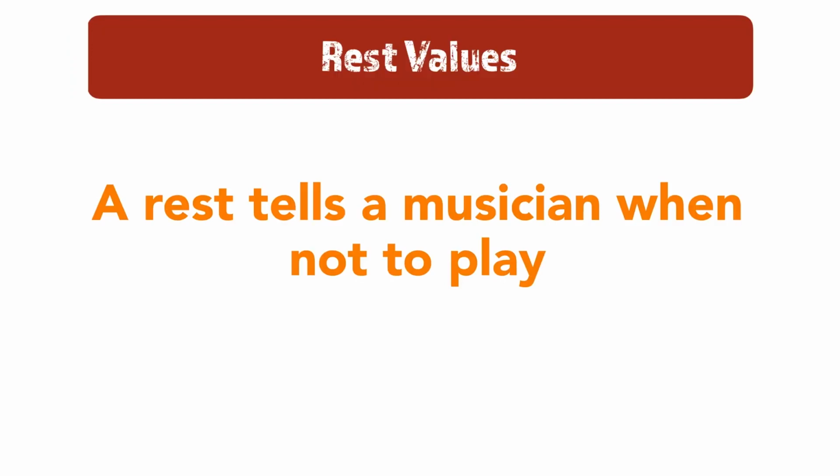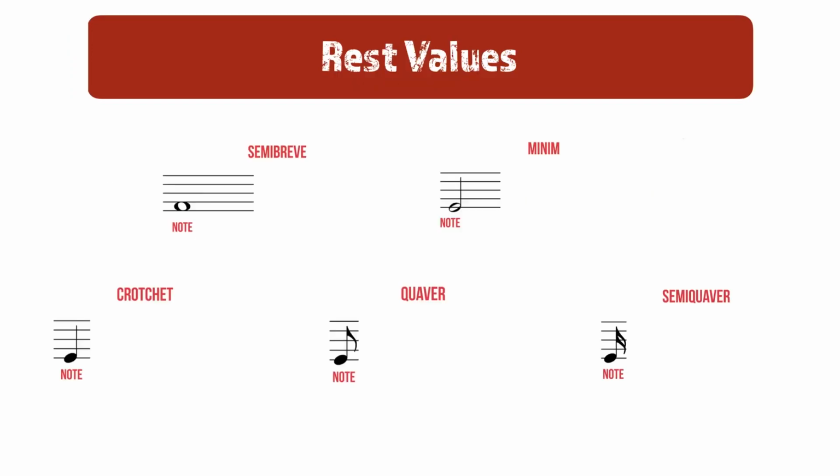A rest tells a musician when not to play. Each of the notes we looked at before has an equivalent rest. A semibreve rest is a small rectangle that hangs from the 4th line up. This lasts for 4 beats. It also means a whole bar rest.